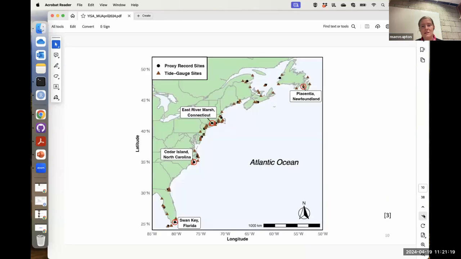The sites I'm going to show you today come from the paper that we wrote about this. We have, I think, 67 tide gauges and 20 proxy sites. Today I'm only going to highlight results from 4, but I wanted to make sure you know that the model is run using all this data, and it's given us insights into how sea level has changed along this coastline.